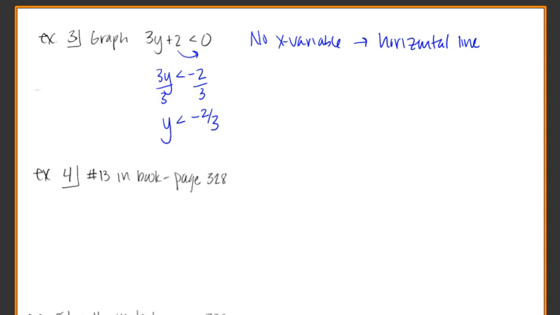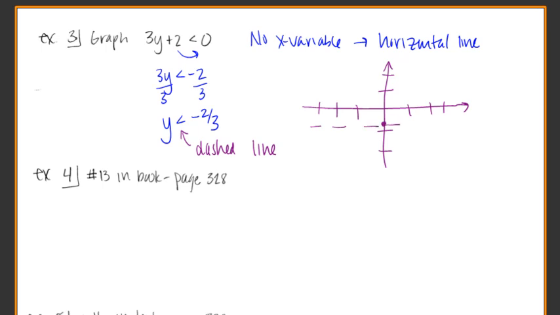Okay, it's going to be pretty simple to graph. Looking at that inequality symbol, it's a less than, so we know it's going to be a dashed line. So let's set this up. Negative 2/3, that's my y-intercept technically, so it's sitting right down in there. I want a dashed line, specifically a dashed horizontal line, so it's cutting right through there.